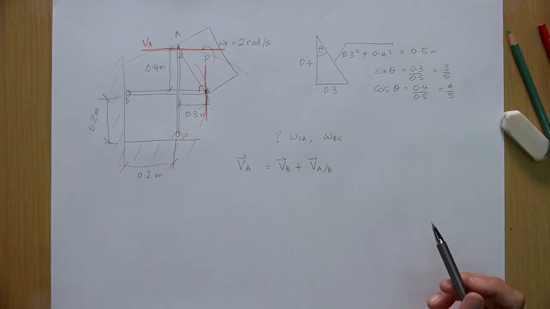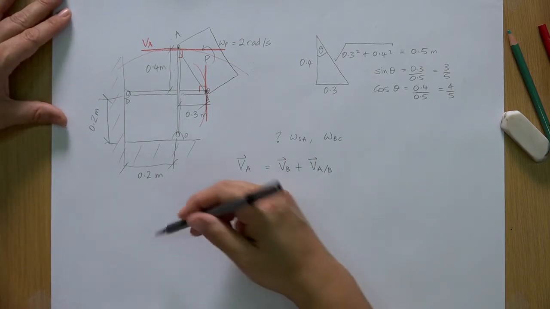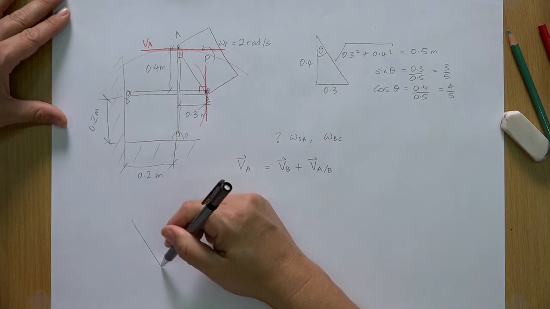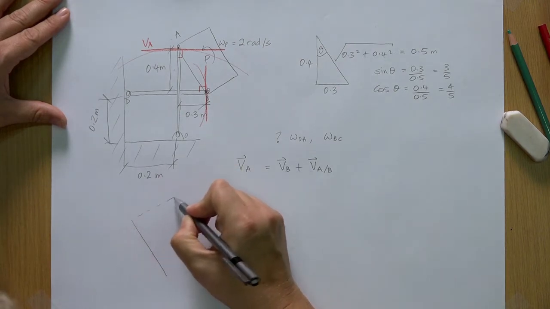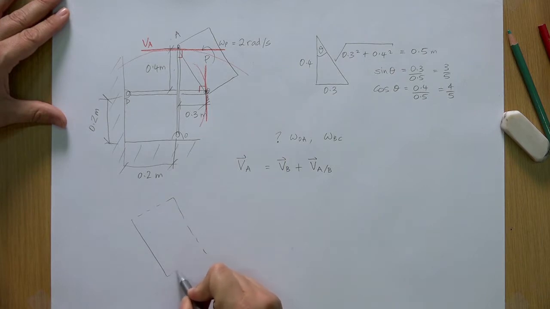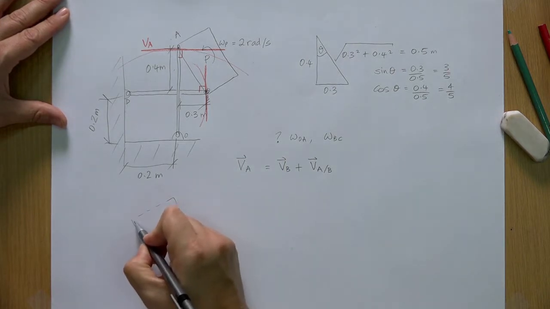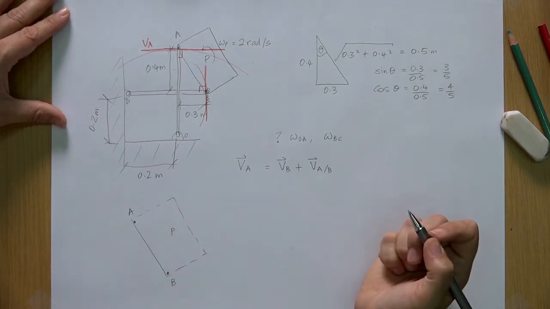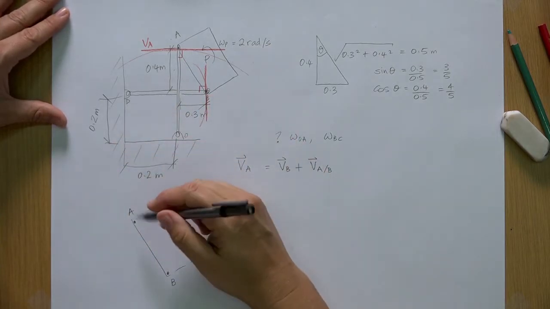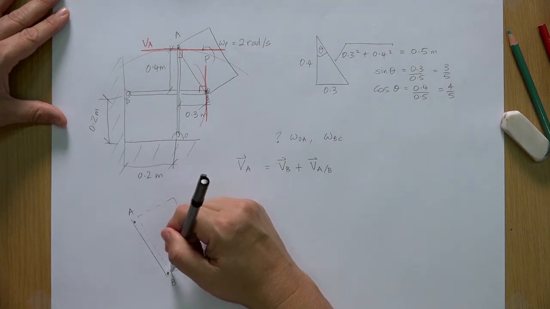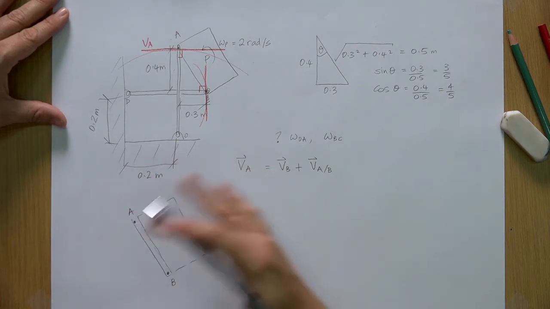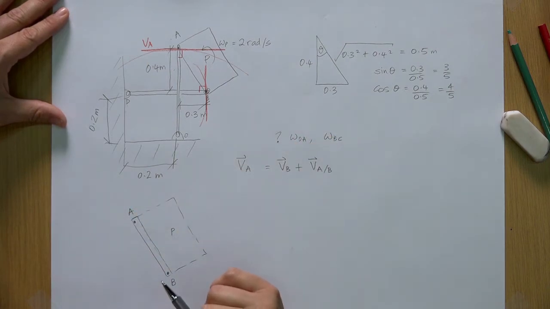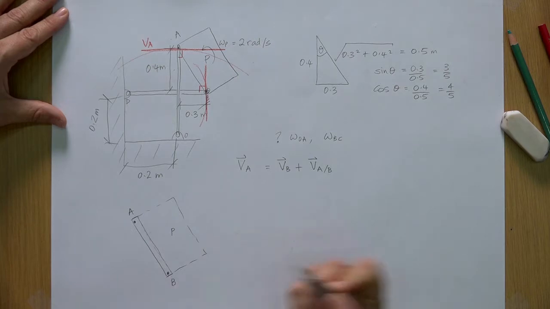If we come and take this link AB. So first of all, A and B are connected to each other by this rigid plate, which is called P. But the plate moves as a whole, so they could as well just be connected by a link. The shape of the link doesn't matter. So we can think about it just as a link AB.